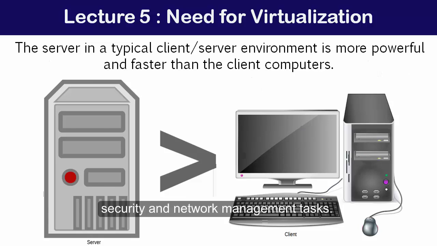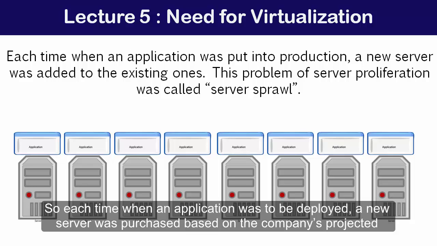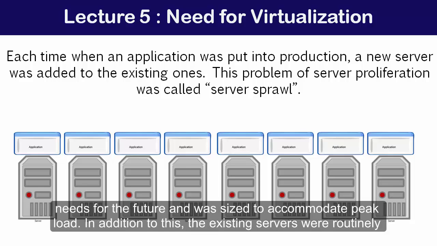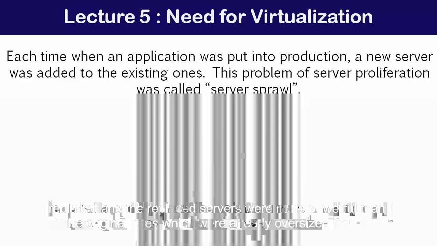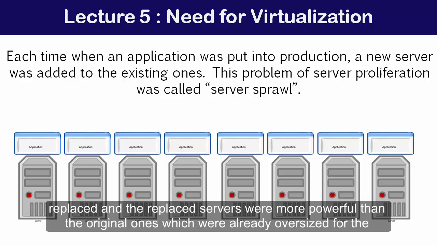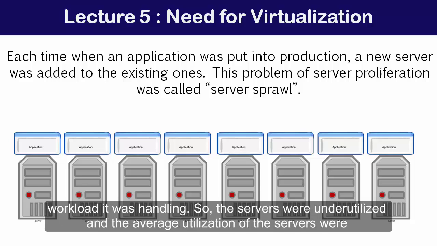Called server sprawl. So each time an application was to be deployed, a new server was purchased based on the company's projected needs for the future and was sized to accommodate peak load. In addition to this, the existing servers were routinely replaced, and the replaced servers were more powerful than the original ones, which were already oversized for the workload they were handling.